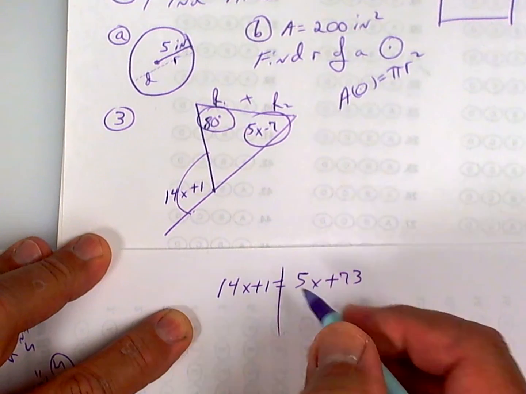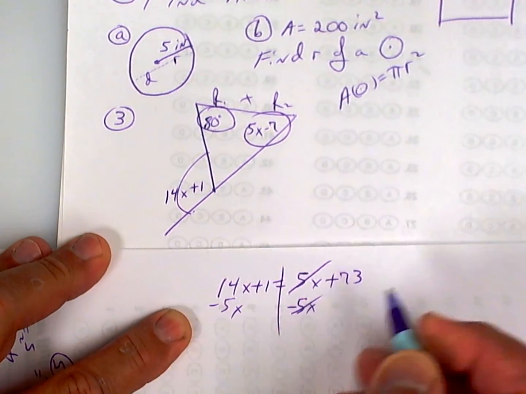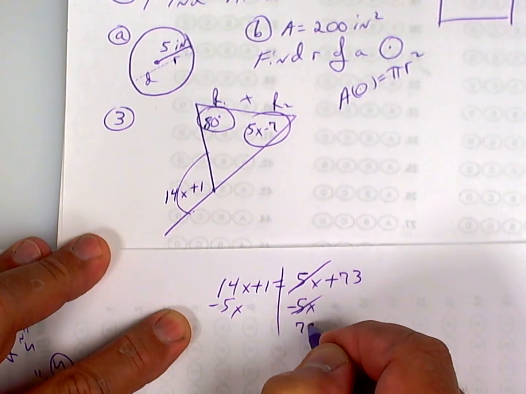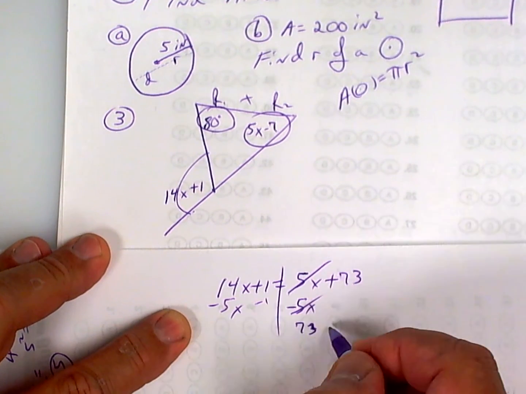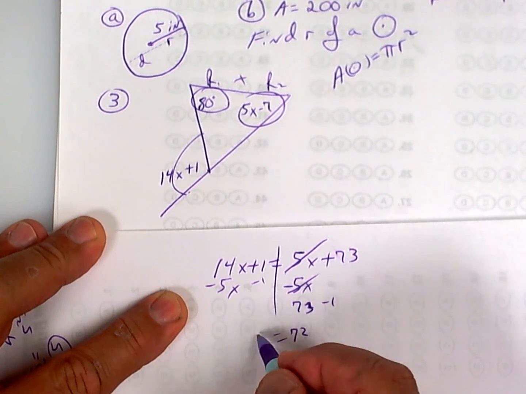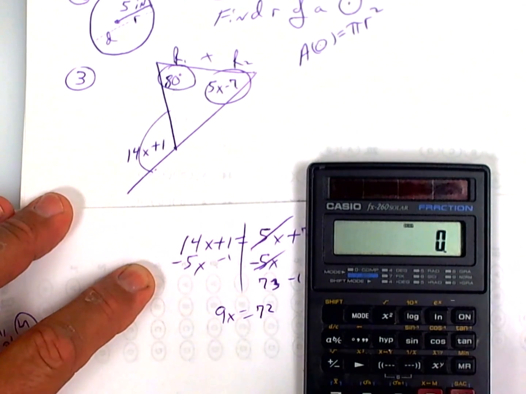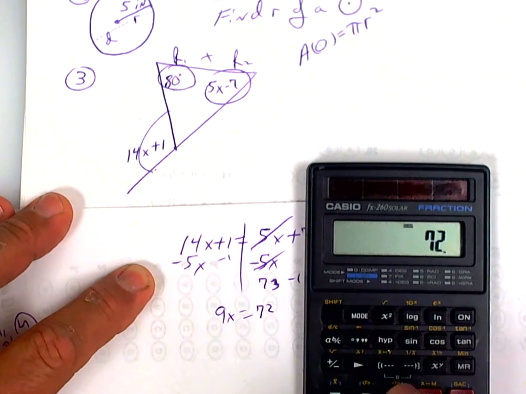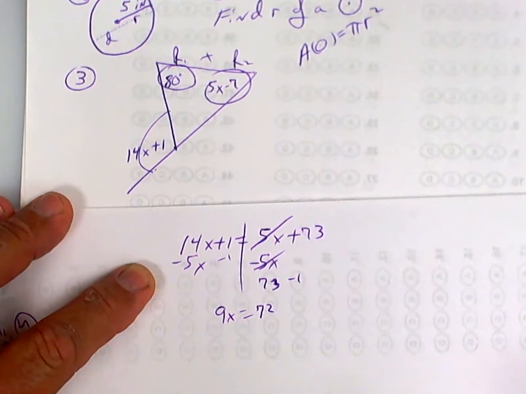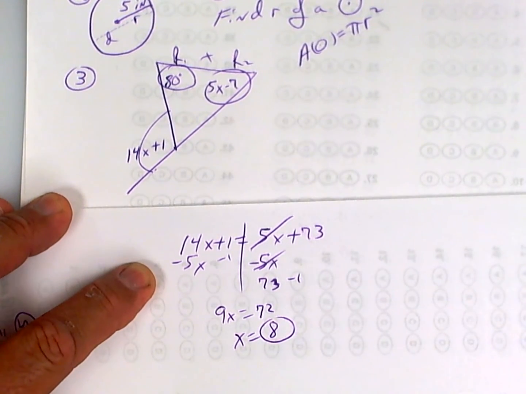So now I have more x's over here. I would subtract 5x from both sides. So now I get 73 on this side, and I'm going to go ahead and subtract 1 also. So that's going to end up being 72. So this is going to be 9x equals 72, and I'm going to divide by 9. So 72 divided by 9, and I get a perfect 8. There's not many times when I change a problem and it works out perfectly, but there it is.